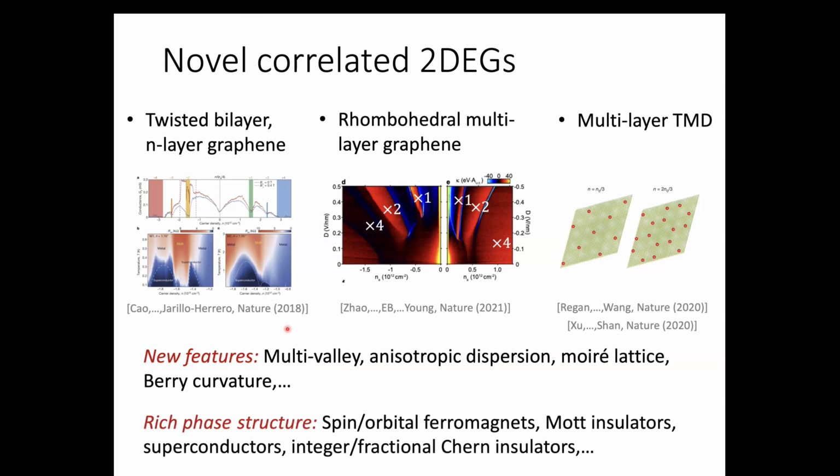And as a result, you get phase diagrams that are much richer than the phase diagram of the plain vanilla homogeneous electron gas. Okay, so we talked about all kinds of generalized ferromagnets. If you have a lattice, you can also get Mott insulators. You can get superconductivity. You can get Chern insulators, either integer or fractional, and so on. So really a vast phase space to look for, and I think the field is really looking for ideas of how to treat all this rich physics, both theoretically and experimentally, and a guiding principle to look around in this phase space.